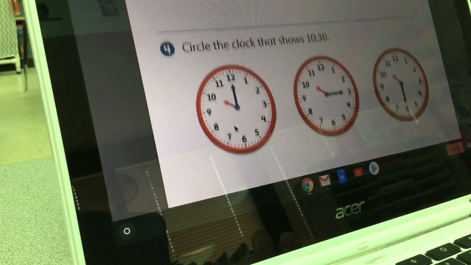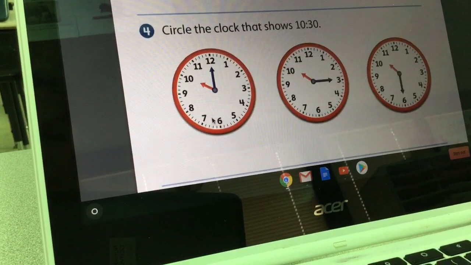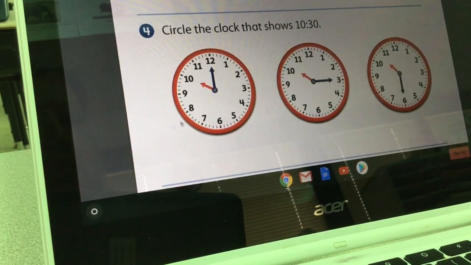Okay, some more clocks to look at. Circle the clock that shows 10:30. Once again, it's a good idea to go clock by clock to make sure we have the correct answer before we circle it. All right, here we see our hour hand pointing to the 10. It's exactly on the 10, so we're going to say 10. The minute hand is on the 12. What do we say when the minute hand is perfectly on the 12? O'clock. So this time is 10 o'clock.